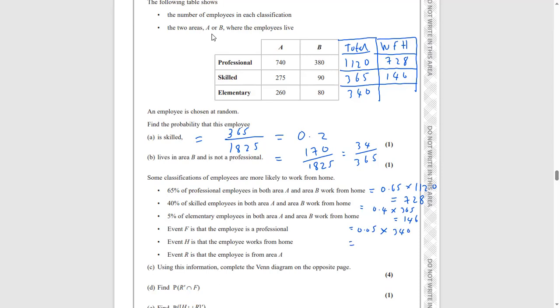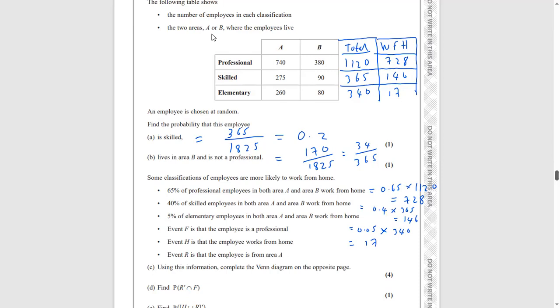And if we do that on the calculator, 0.05 times 340, 17. So you've got 17 elementary employees that work from home. Okay, so hopefully that's going to help us because they've given that information for a reason. So event F is that the employee is professional. Event H is that the employee works from home. And event R is that the employee is from area A, sorry.